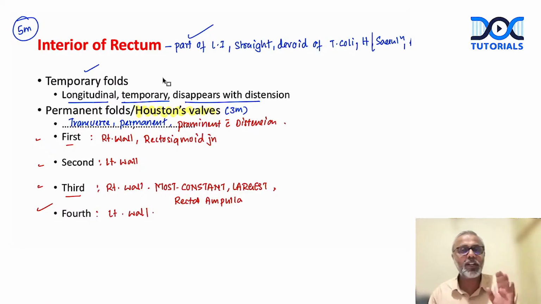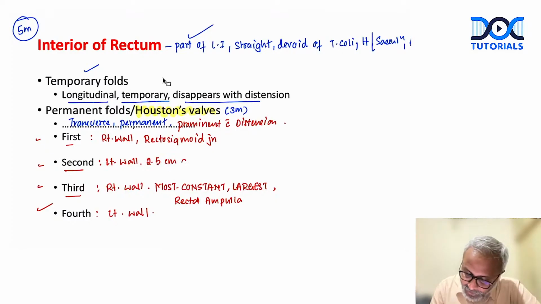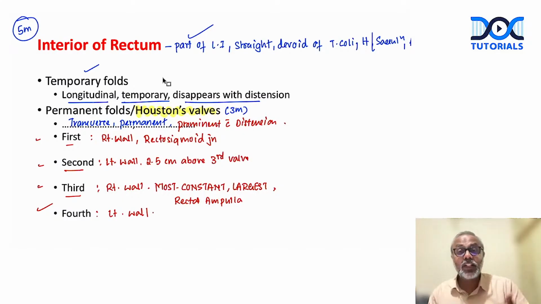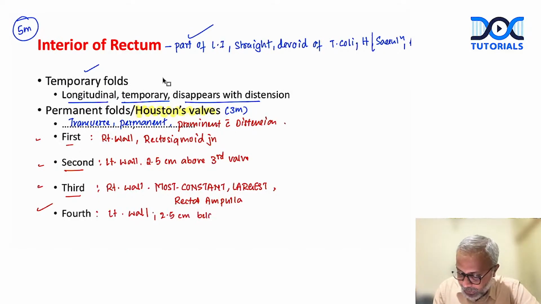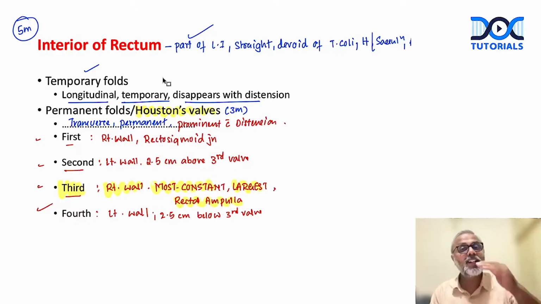Right? This is very important. We need to remember. Then, what about the left or the second valve? The second valve is present 2.5 centimeters above the third valve. The fourth valve, which arises from the left wall, is present 2.5 centimeters below the third valve. So this is why we need to remember clearly about the third valve. Once we remember this, we can write the rest: from which wall it comes, where it is located, and how the position of the second and the fourth valve gets defined by this. Are we clear?